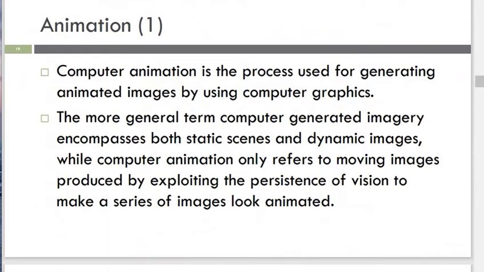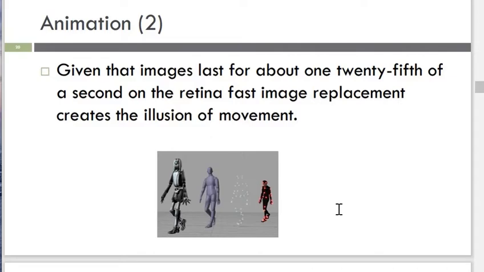Here's the next example. Computer animation is the process used for generating animated images, and the more general term, computer-generated imagery, encompasses both static scenes and dynamic images, while computer animation only refers to the moving ones. It is produced by exploiting the persistence of vision to make a series of images look animated. Images last for about one twenty-fifth of a second on the retina, so fast image replacement creates the illusion of movement, and as we see from this example, it also works for multimedia technologies.